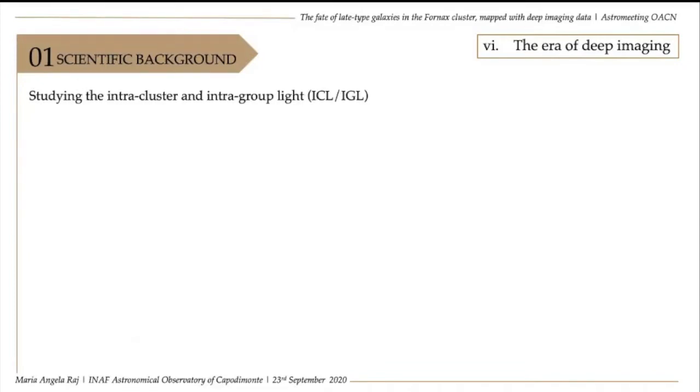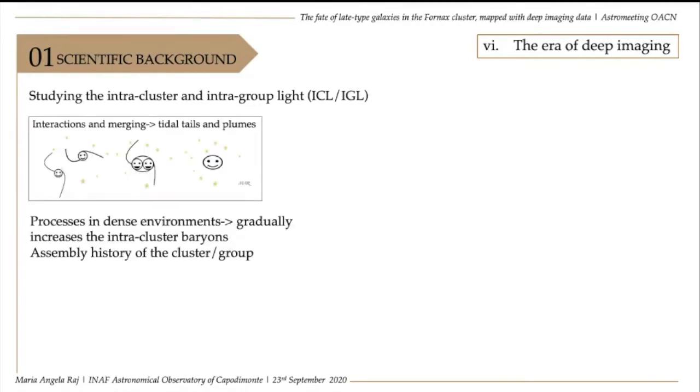Next is the intracluster and intragroup light. Low velocity dispersion in group environments favors processes like interactions and merging, which result in the formation of tidal tails and plumes, as well as stars expelled into the environment. So this constitutes the intragroup light. Now, as these groups merge to form the cluster, more processes increase in dense environments, gradually increasing the intracluster baryons. This is important to study as it gives us information about the assembly history of the cluster or group.